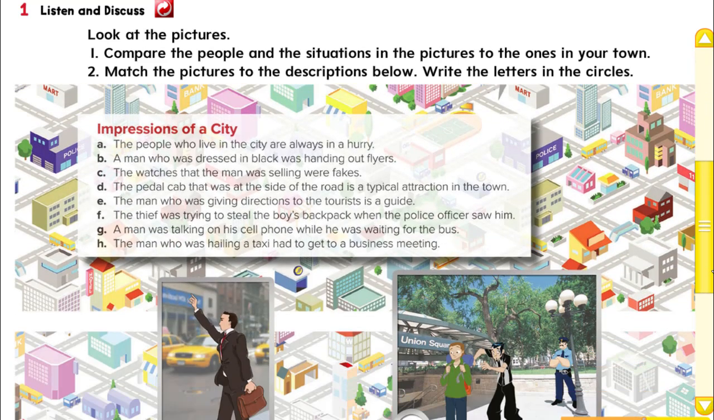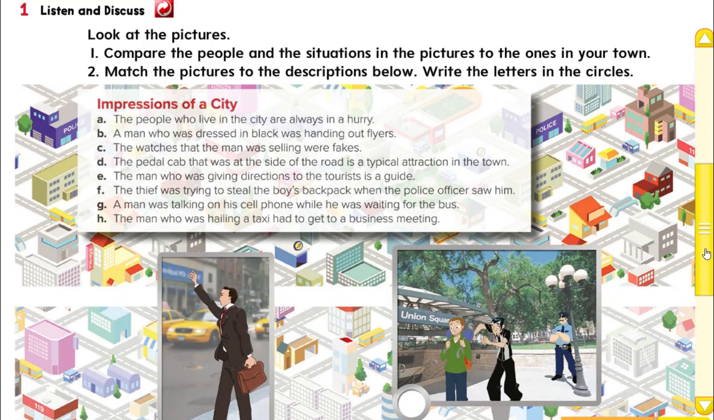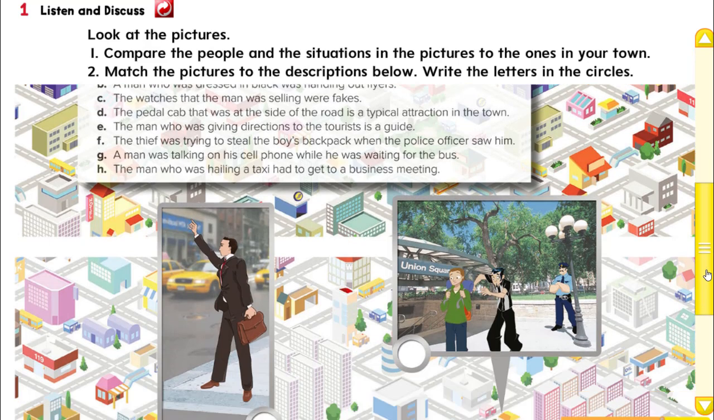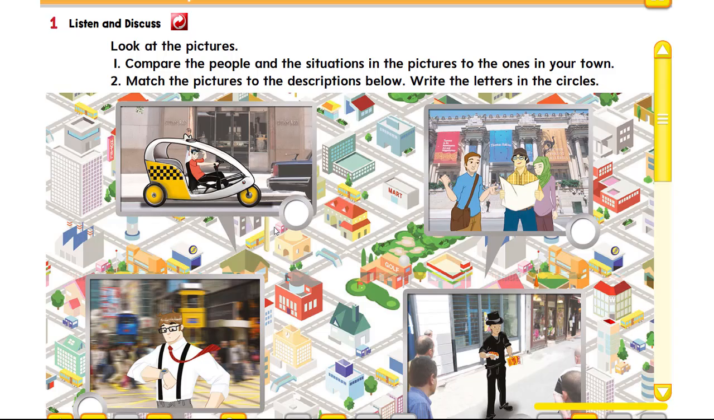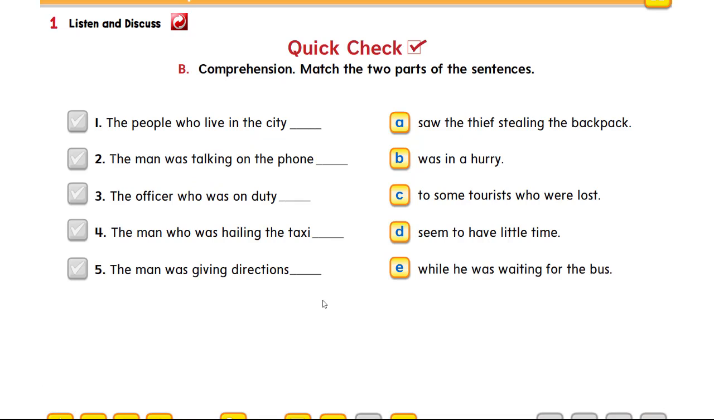E. The man who is giving directions to the tourists is a guide. F. The thief was trying to steal the boy's backpack when the police officer saw him. G. A man was talking on his cell phone while he was waiting for the bus. H. The man who was hailing a taxi had to get to a business meeting.